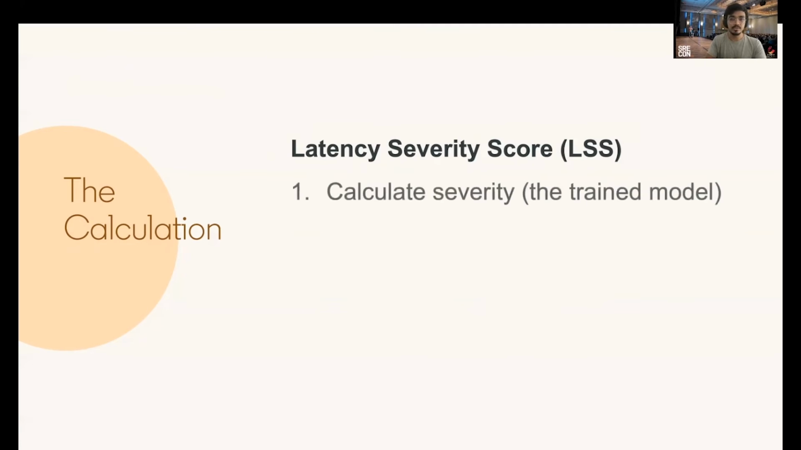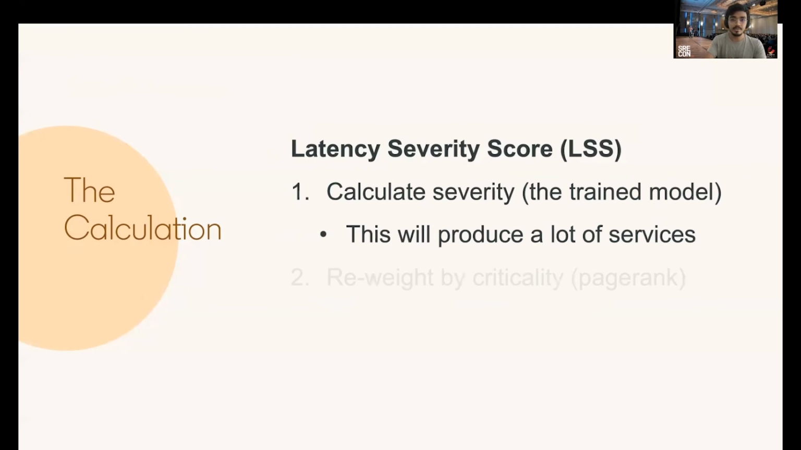In this technique, we calculate the severity. We have that model, we feed in the data center traffic, and it tells us that this service endpoint is supposed to have this many milliseconds of latency. If the actual latency is higher than that, it is out of bound, and we calculate a severity score for it. Since we have thousands of microservices, this will produce a lot of services, and we'll need some filtering techniques later on. And on top of that, again, we applied the page rank algorithm on this as well.